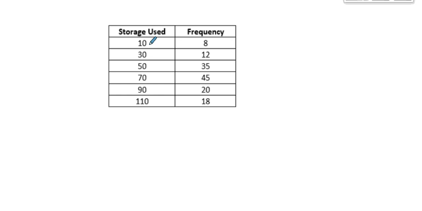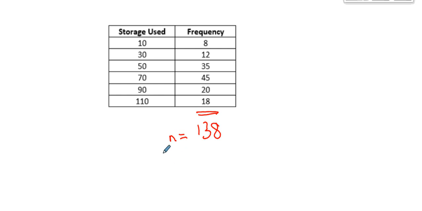The next thing that's really important to know is the frequency part. I've already mentioned that there are 8 pieces of data that say 10, 12 pieces of data that say 30. So the first thing you're going to want to do is get an idea of how many pieces of data there are. Well, if I add up all the frequencies, there are 138 pieces of data here.